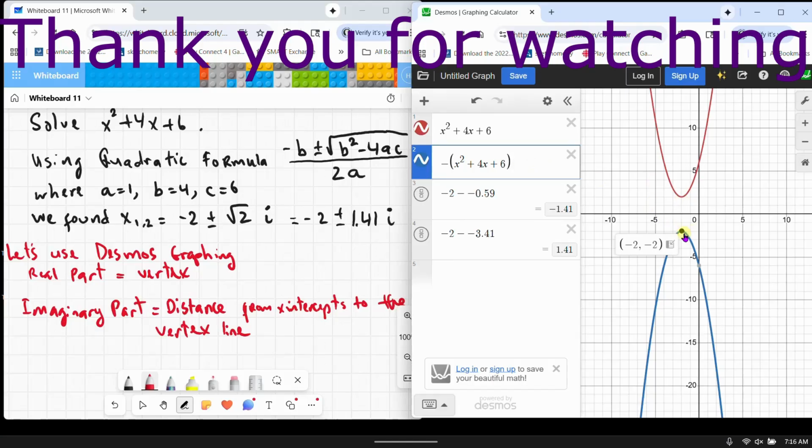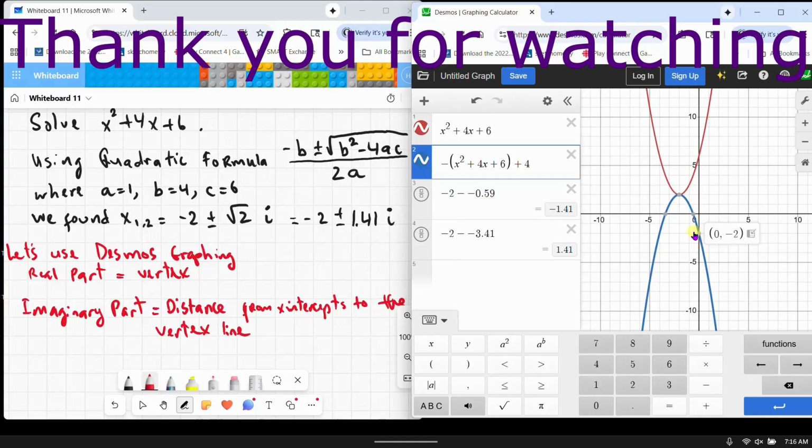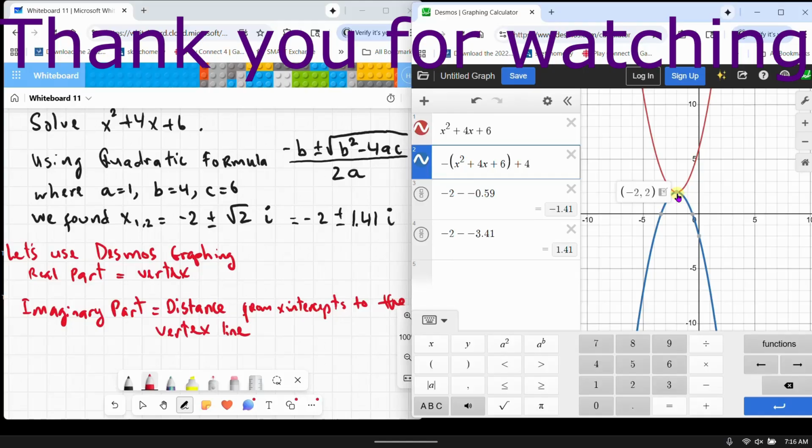So I want to move this blue graph to the vertex of the red graph. I know I have to move up by 4, so I'm going to add plus 4 at the end. As you can see, these two vertices join together now. Whatever the vertex is, that's going to give me the real part. So the real part is the vertex, and right now my vertex is negative 2.